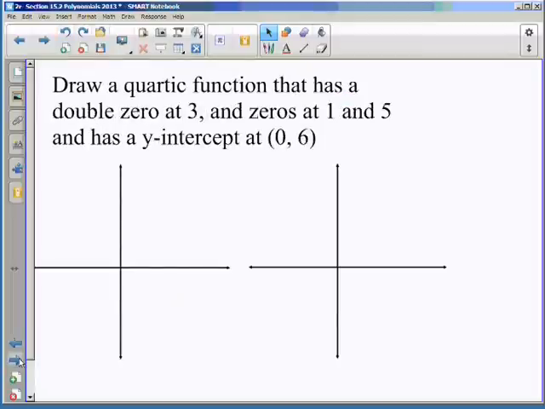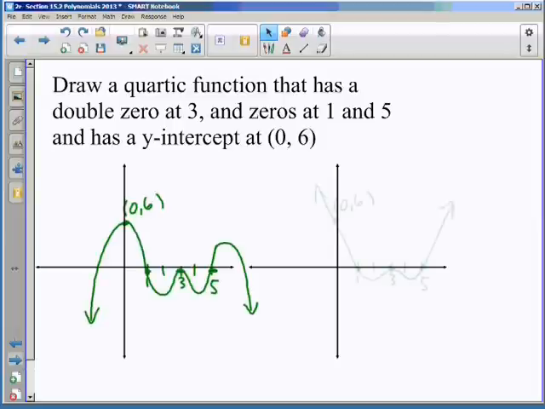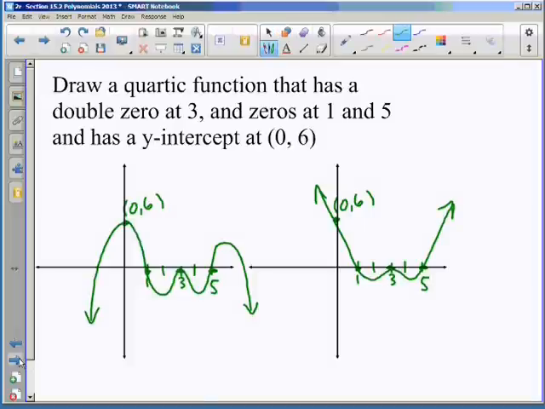Why don't you try drawing a quartic function that has a double zero at 3, zeros at 1 and 5, and has a y-intercept of (0, 6). Something like this. Now what's the difference between these two graphs? One opens down, one opens up. We would know that this one has a negative leading coefficient, and this one on the right has a positive leading coefficient.